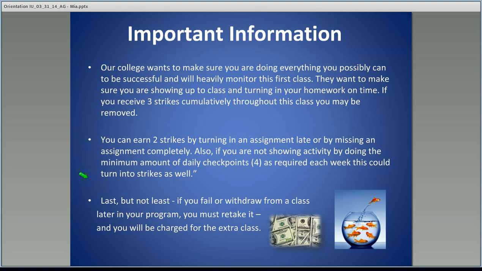Also, last but not least, if you do fail or withdraw from a class later on in your program after this first one, you will need to retake it and you would be charged for that extra class. So make sure you always stay on top of your schoolwork.